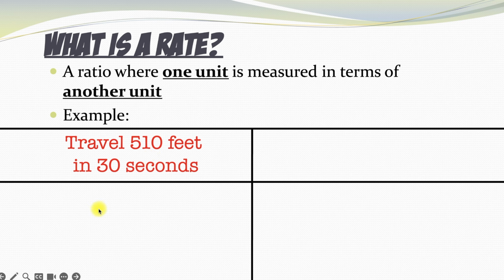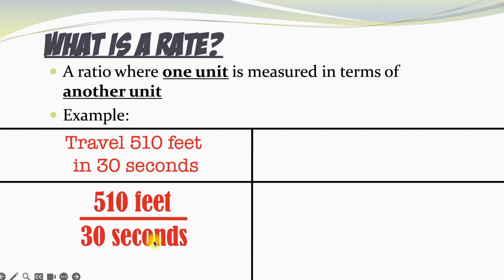So we'll put 510 feet in the top of the ratio, then we'll put the fraction line, and the 30 seconds in the bottom of the fraction. Notice how with the rates, you always include the units of measure when you write it. It's not just the numbers. So this rate is 510 feet in every 30 seconds of movement. And again, it's a rate because you're measuring how far you're going by how long it takes. And that's specifically feet per second.